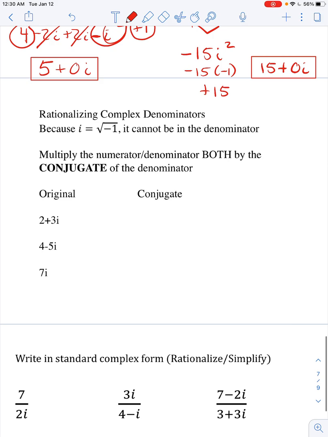All right, grand finale. Because our i is representing a square root, and we learned that you can't have square roots in the denominator, you still can't. So you can't have i in the denominator. So to get rid of it, just like when we were doing radicals, we're going to use what's called the conjugate. When you do the conjugate, you're going to change the sign of the bi part only.